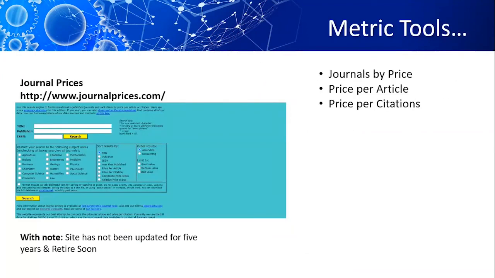The next free tool is for evaluating journals, that is Journal Prices. Now, very soon it is going to retire, as I have given the note at the bottom. From this site, you can find the journals by price, price per article and price per citation. No need to calculate manually. This site provides you ready-made data, but it is now going to retire soon.